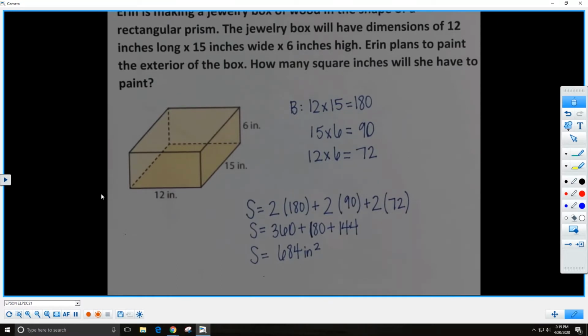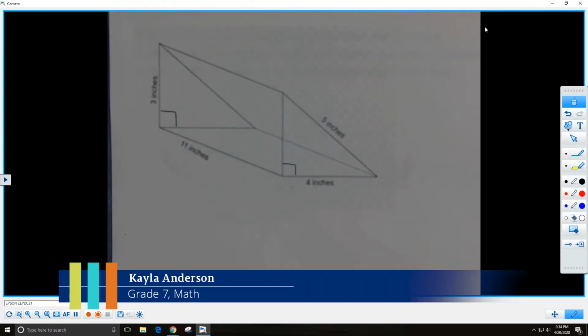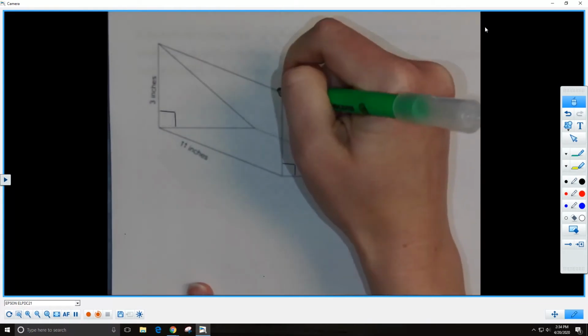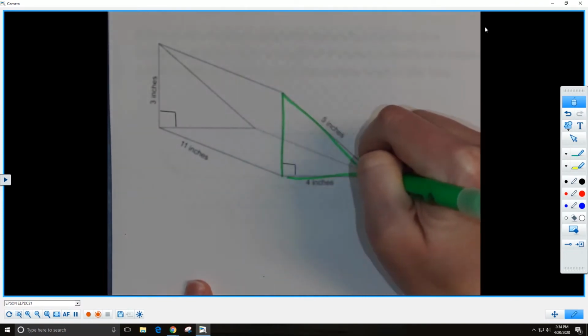Yep, it means that Aaron has to paint 684 square inches of wood. All right, we have found the surface area of a rectangular prism. Now let's find the surface area of this right triangular prism. So first, let's think about the shapes that form this solid. We have two right triangular faces, which I will outline here.